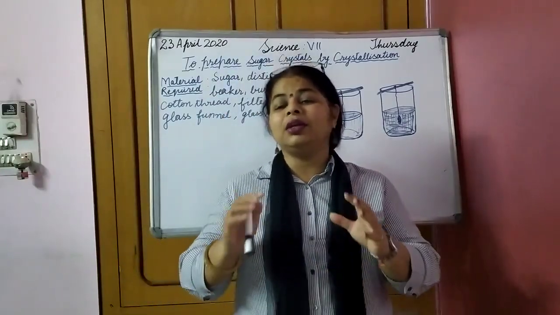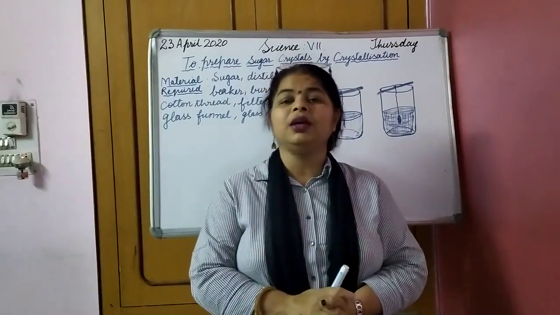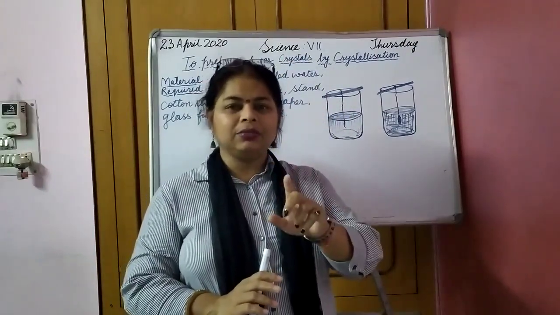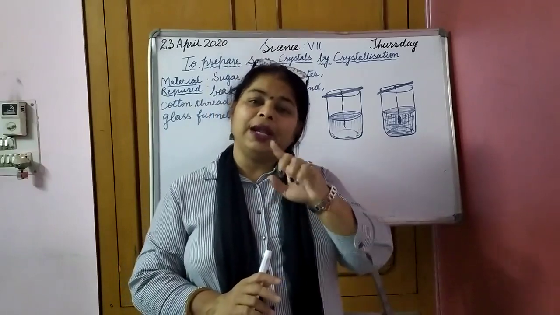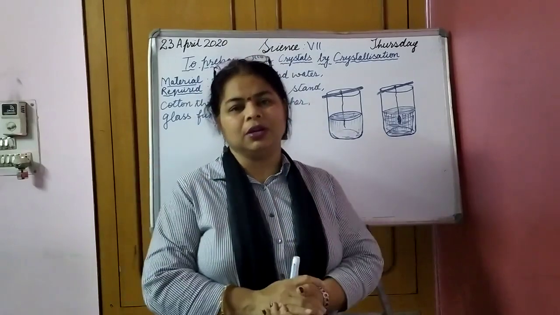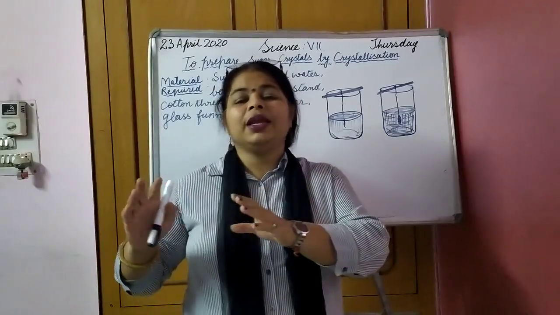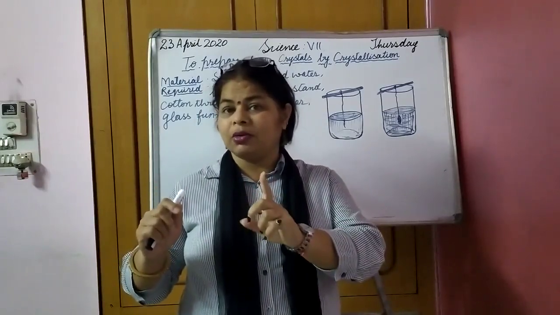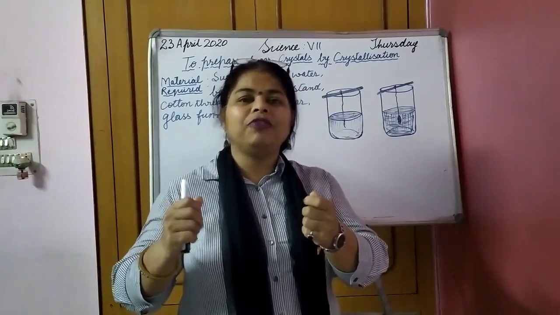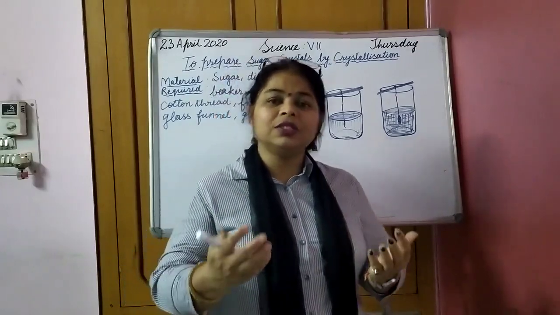A time will come when no more sugar can be dissolved in that boiling solution either. At that time, when no more sugar is being added to the boiled solution, we will remove the beaker from the burner. We are going to remove the beaker from the burner with lots of care. We have to be very careful. Why? Because we are dealing with fire and a hot solution. It can fall on the body and cause severe burns.